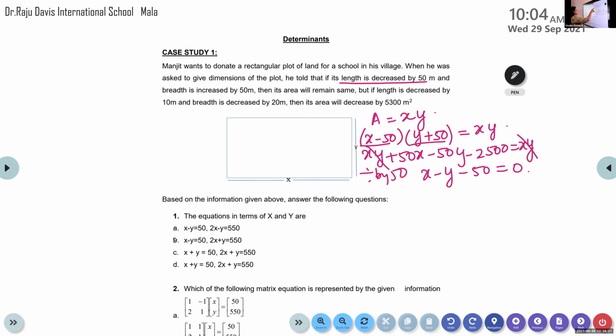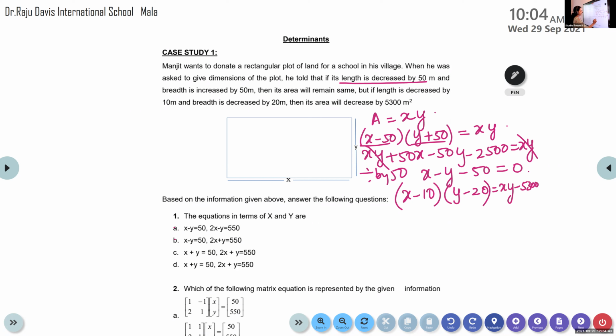The area will get decreased by 5,300 if the length is decreased by 10 meters. Length is decreased by 10 and breadth is also decreased by 20. Decreased means we are subtracting. And what happens to the area? Area becomes decreased by 5,300.